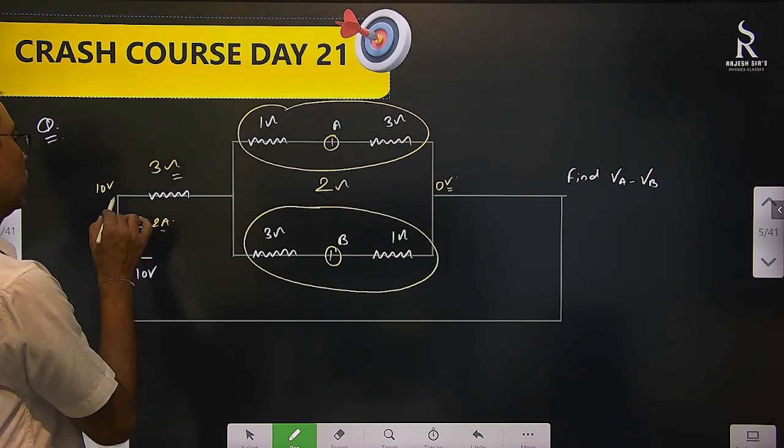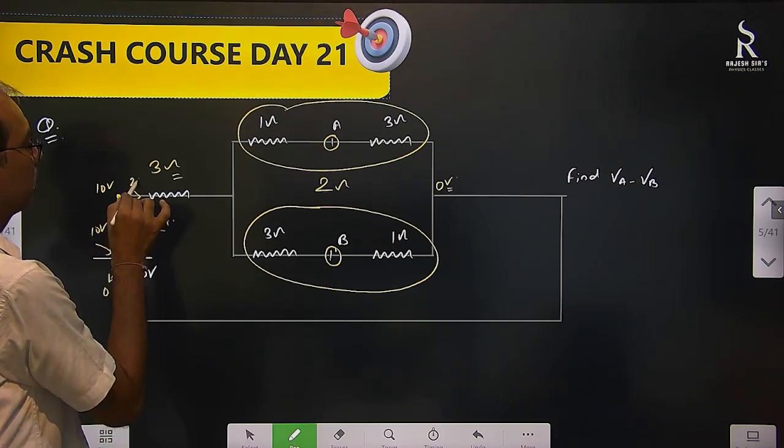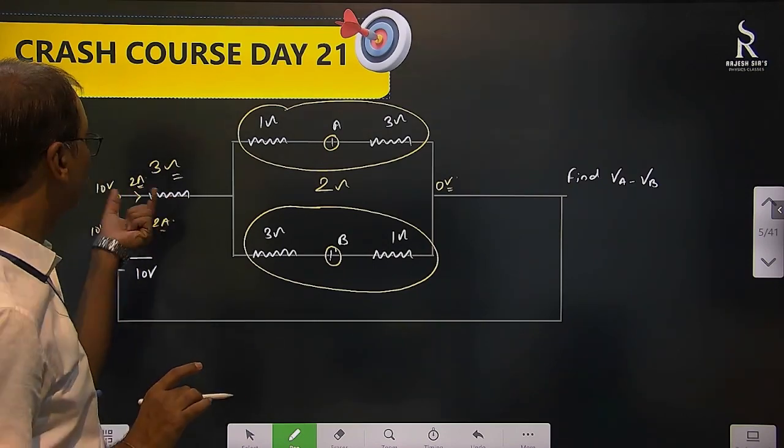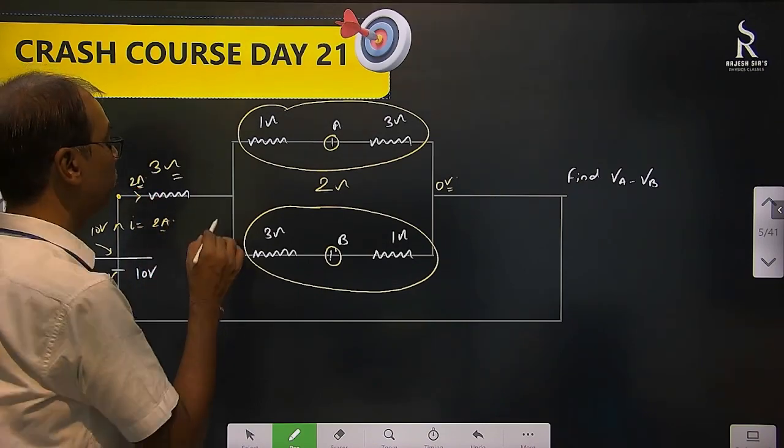Okay. So now here is what potential? 10. Now from here what current is passing? 2. 2 into 3, 6. 6 will be the potential drop on this. 6 will be the potential drop on this. So how much will be here? It will be 4 volt.